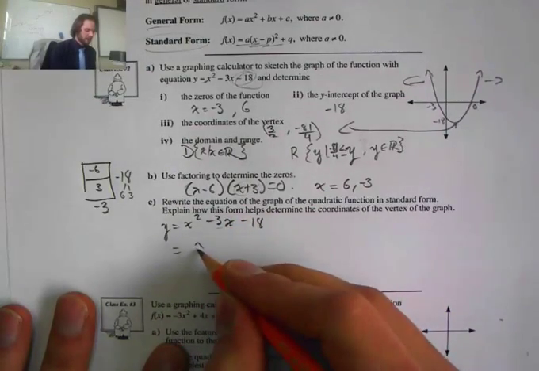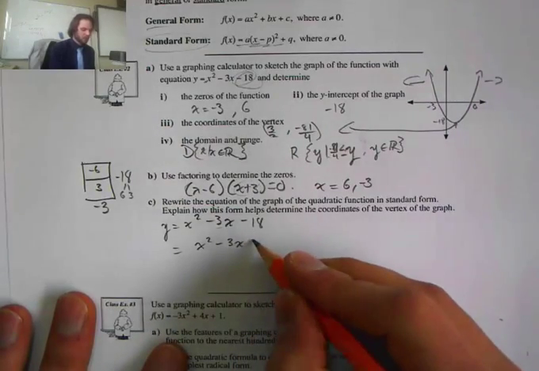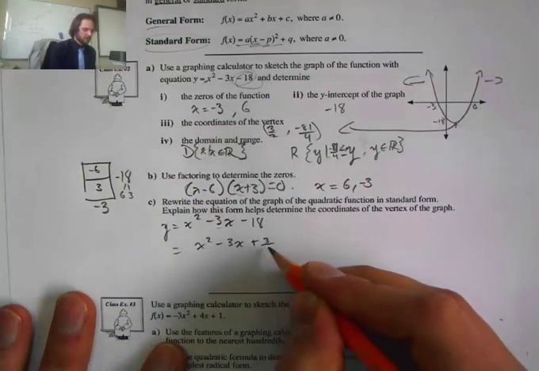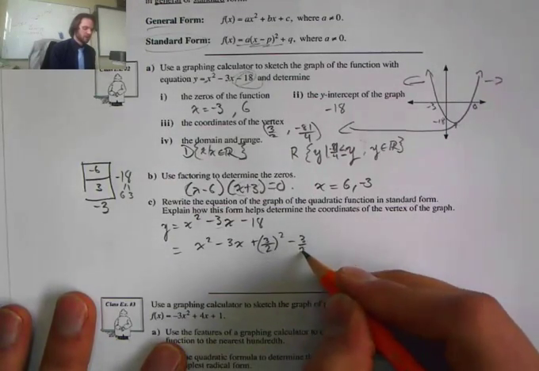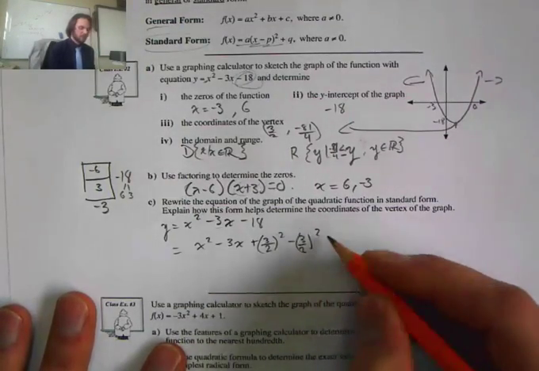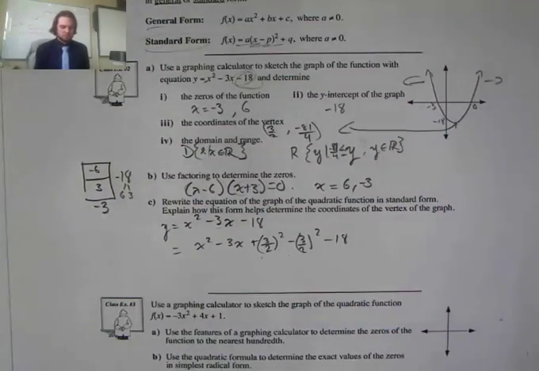So that's going to give me x squared minus 3x, then we're going to go plus (3 divided by 2) squared minus (3 divided by 2) squared minus 18. Because if I add and subtract the same thing, what do we end up getting? Well, nothing. If I add it, I must subtract it, so the equation is the same.